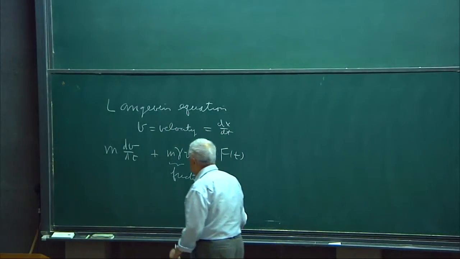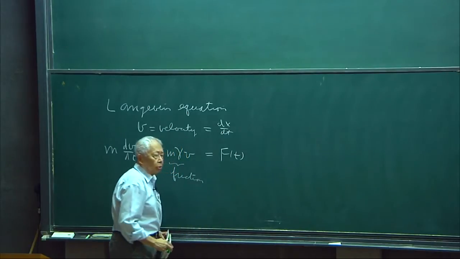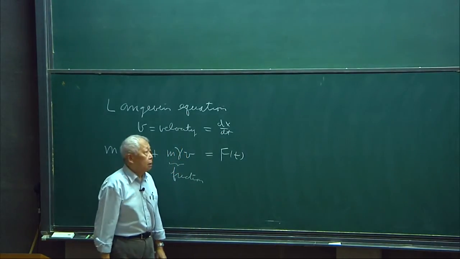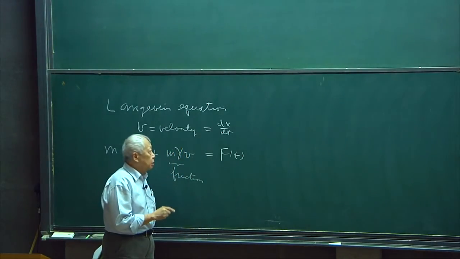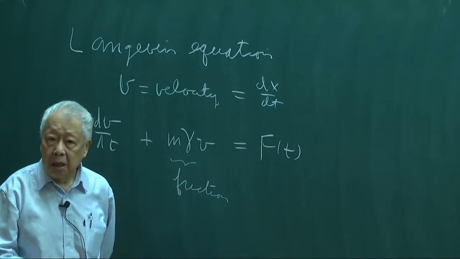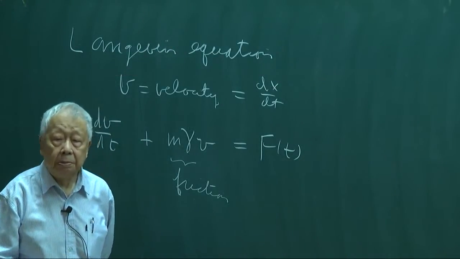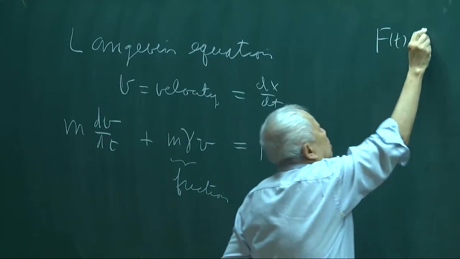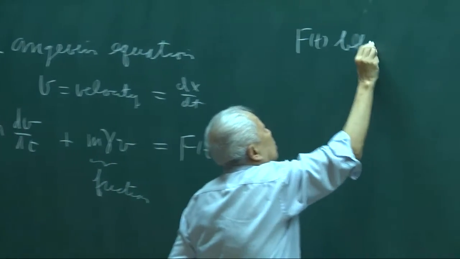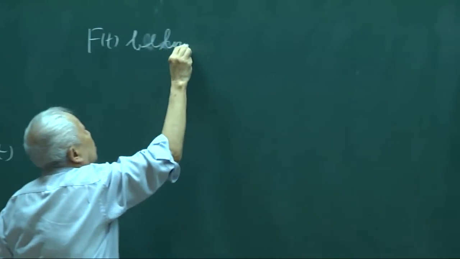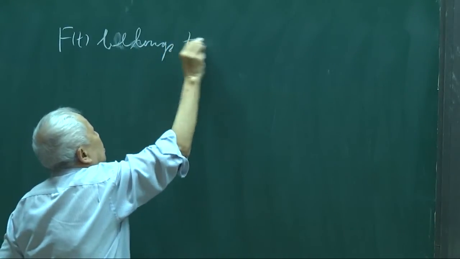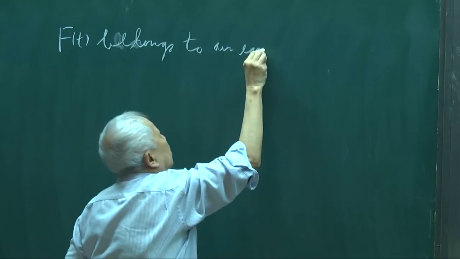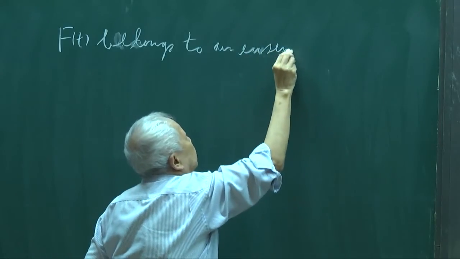The thing that makes it different is that F of t is not an ordinary function. It fluctuates a lot. So F of t is not a function that you can specify at time t. F of t belongs to an ensemble, a statistical ensemble.